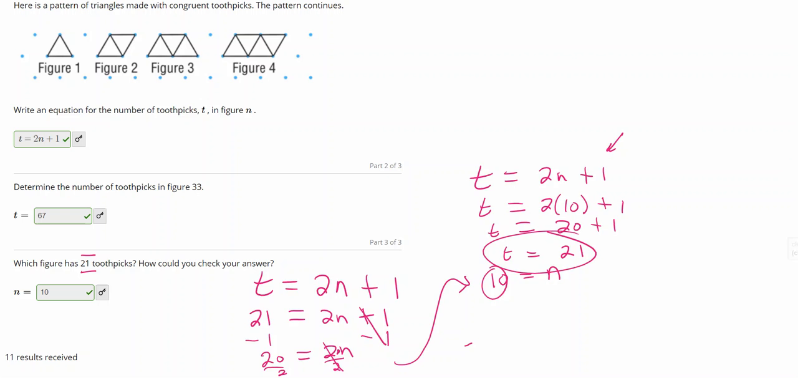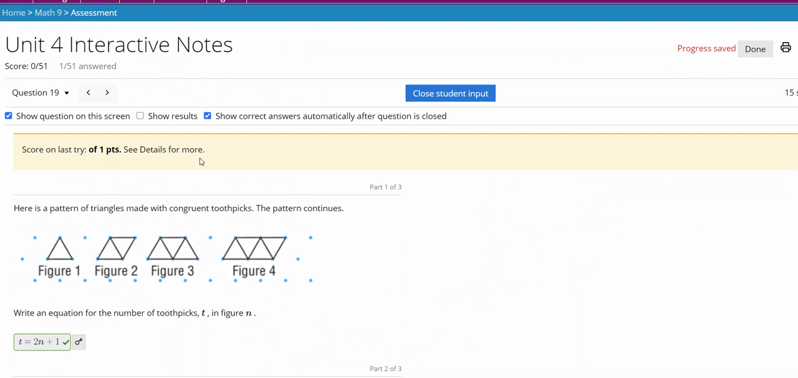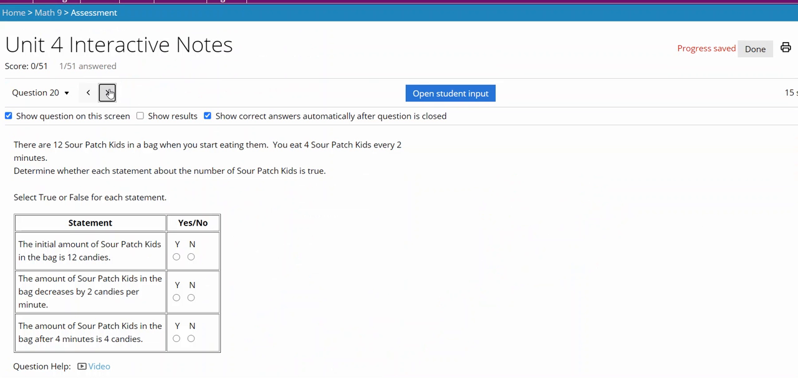All right, let's try a couple more. Okay, I'm going to let you guys do this one. I gave you the example there.